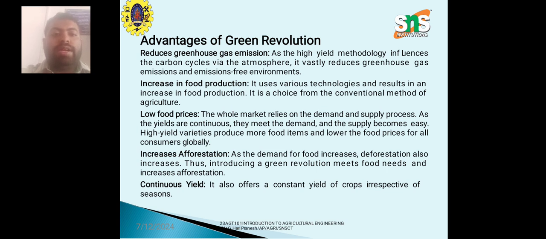The whole market relies on the demand and supply process. As the yields are continuous, they meet the demand and the supply becomes easy. High yielding varieties produce more food items and lower the price of food for all consumers globally.